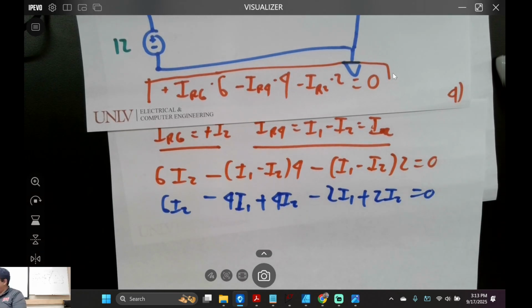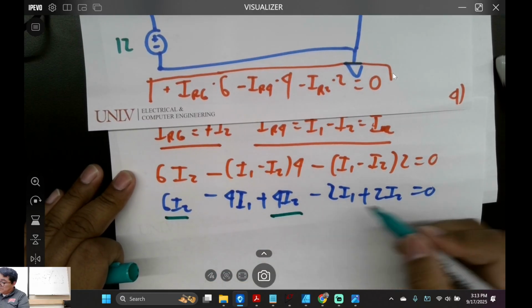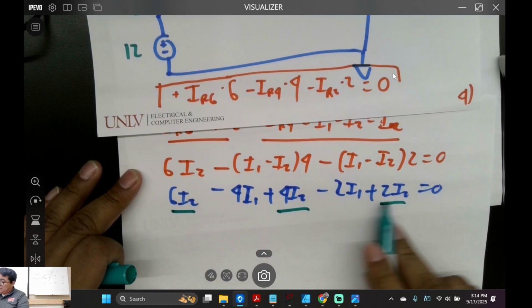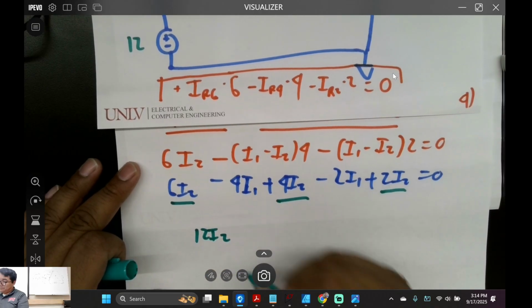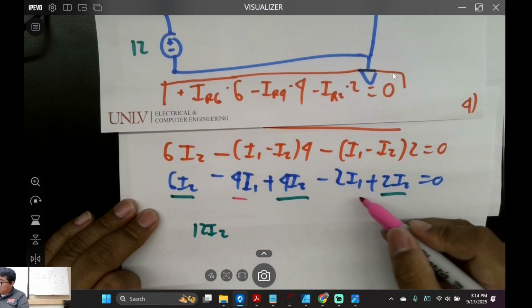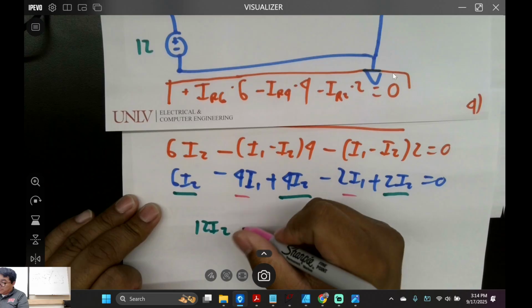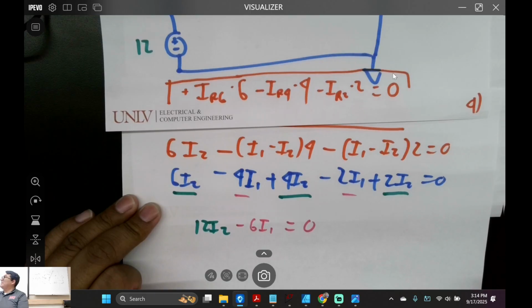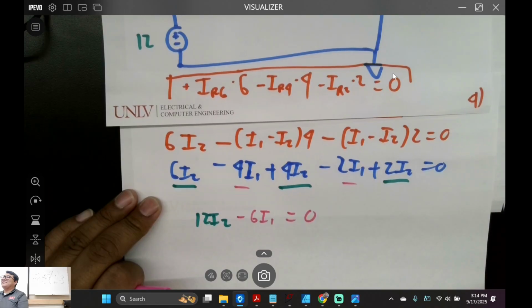Is everyone following me? Let's look at like terms. I'm going to look at I2, I2, I2. So we got 6 plus 4, which is 10, plus 2 is 12, 12I2, right? Then let me just grab another color. I1 here, I1 there, minus 4I1 minus 2I1 is going to give us minus 6I1. Good? Is everyone following? Did I make a mistake? Not yet?